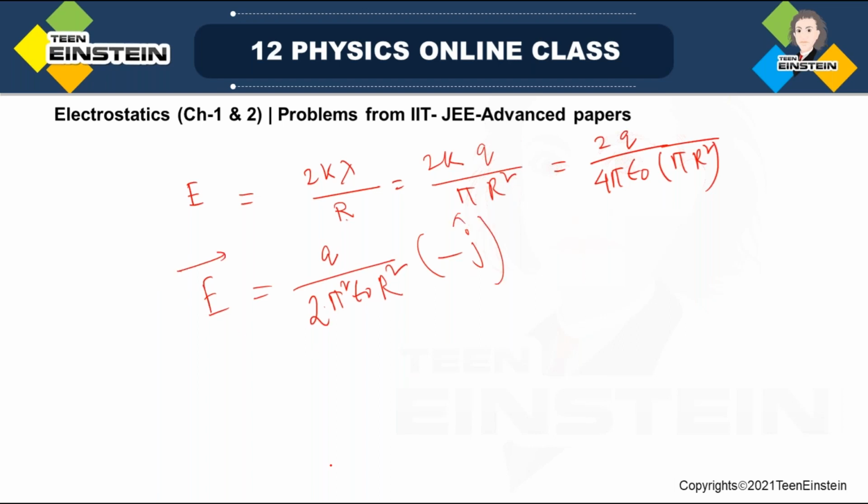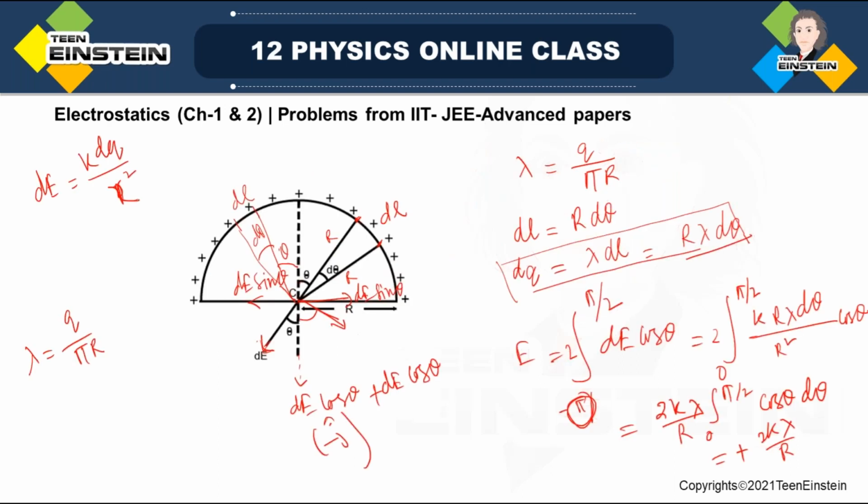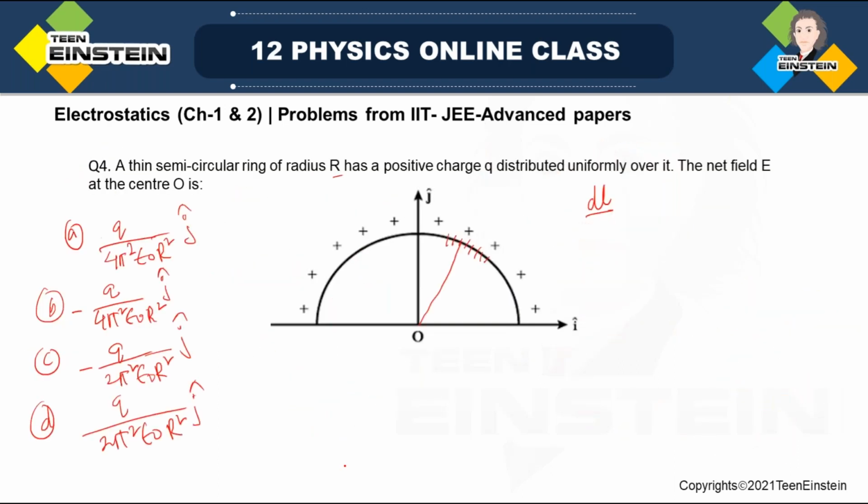And it is obviously, as you have seen, along the minus J direction. So we have the answer here, this one. Option C is the correct answer for this question.